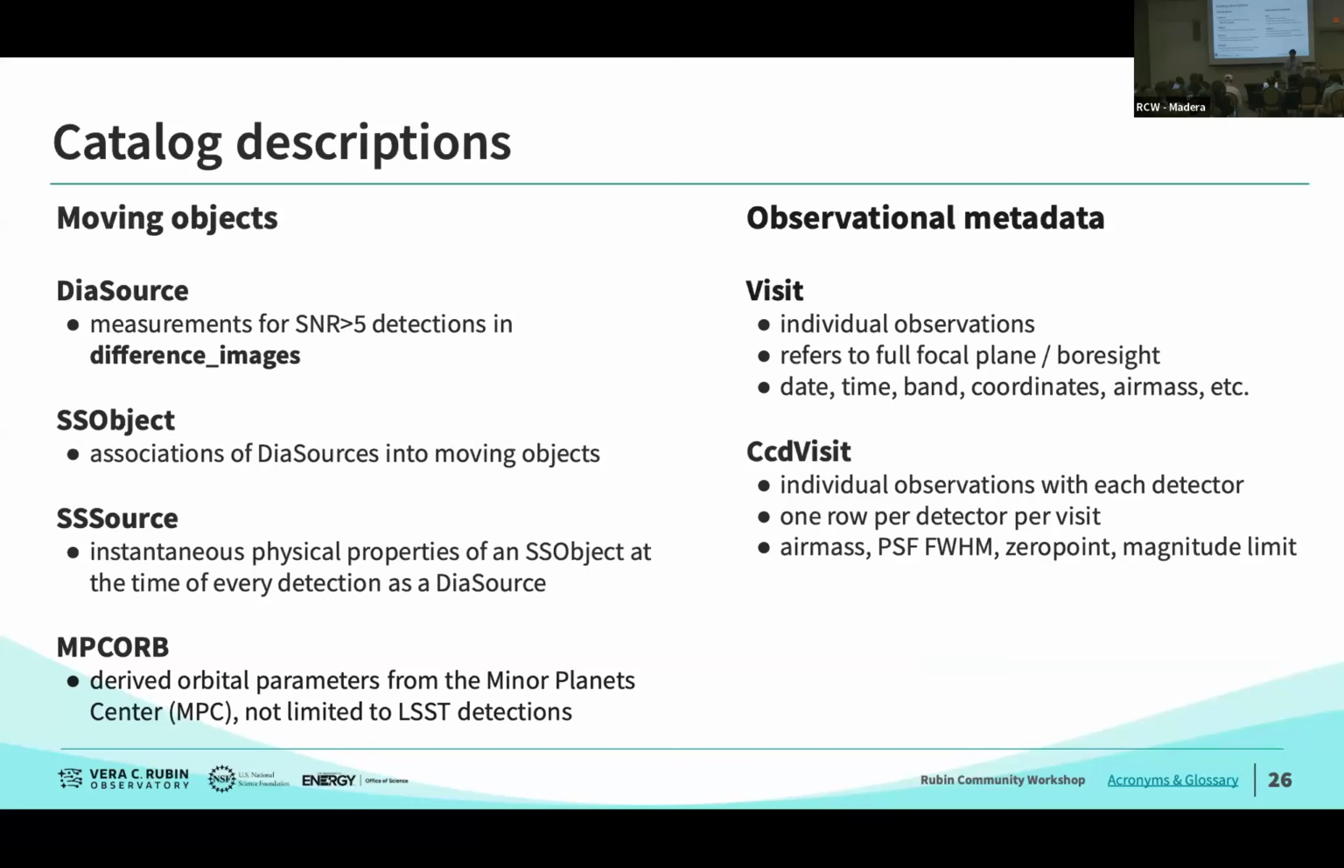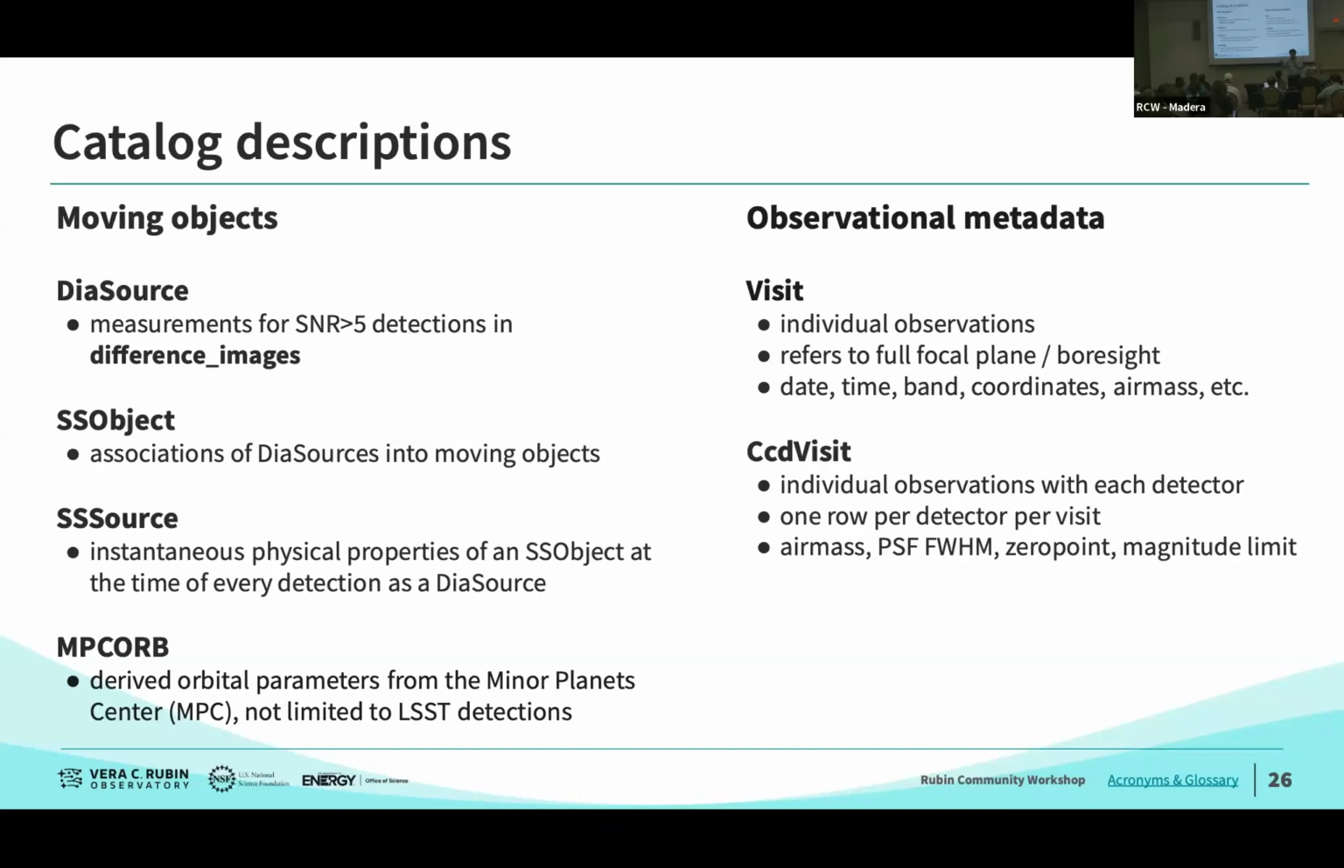Going very briefly here, we also have catalogs for moving objects. I already talked about the DIA source catalogs, but we also have data products or catalogs for solar system investigations, like the SS object catalog, which are associations of DIA sources into moving objects, and the SS source catalogs. And we also have the Minor Planet Center ORB, or orbital, the MPC ORB catalog, which are derived orbital parameters from the Minor Planet Center that are not only limited to the LSST detections.